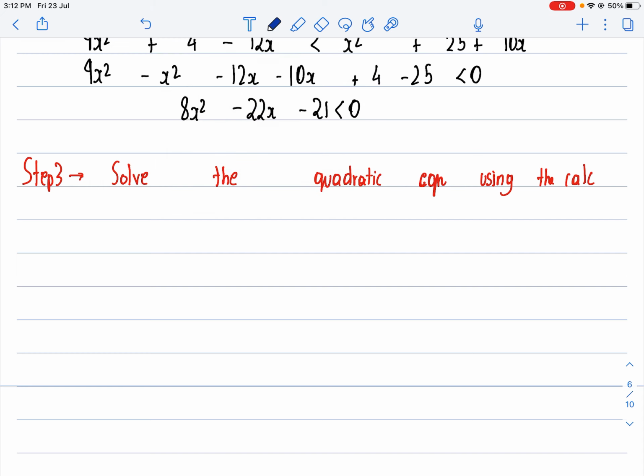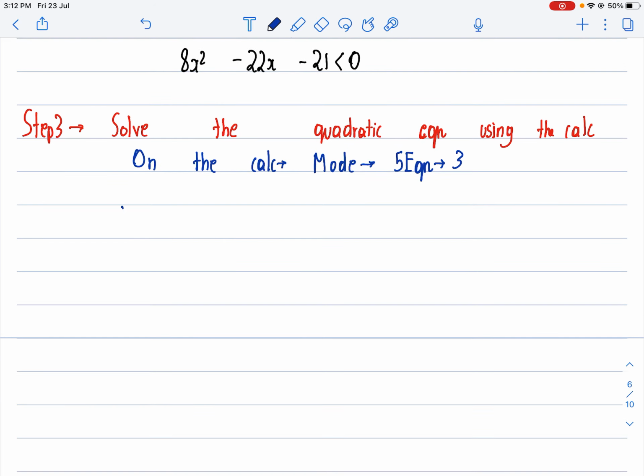On the calci, you need to go to mode. When you click on mode, you need to click on 5 where equation is written, and when you click on 5, you can simply click on 3. When you do that, you get 3 coefficient boxes. These are called coefficient boxes. In the first coefficient box, put 8, which is the coefficient of x square. In the second one, put minus 22, which is the coefficient of x. And in the last one, put minus 21.